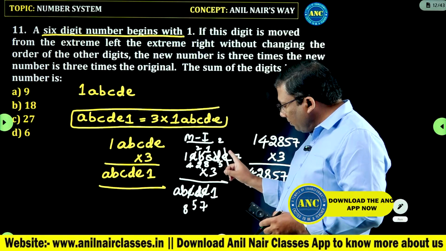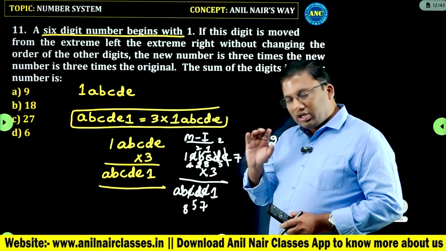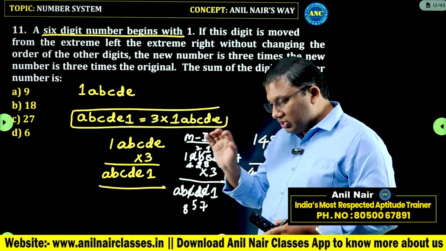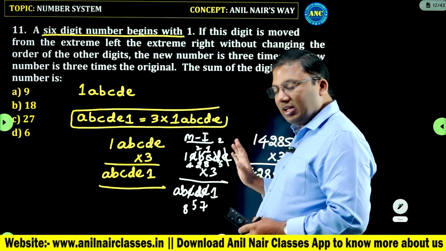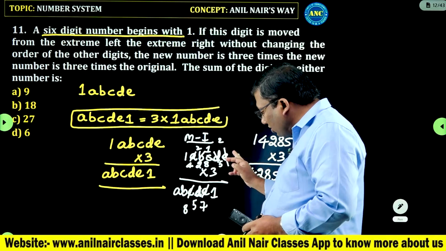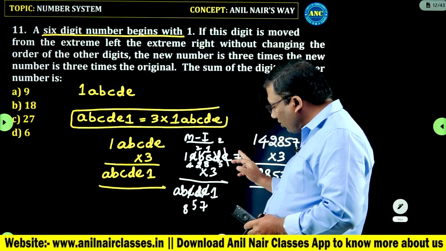3 multiplied by E, I should get 1 at the end. 3 ones are 3, no. 3 twos are 6, no. 3 threes are 9, no. 3 sevens are 21. That means E has to be 7. So 3 sevens are 21.